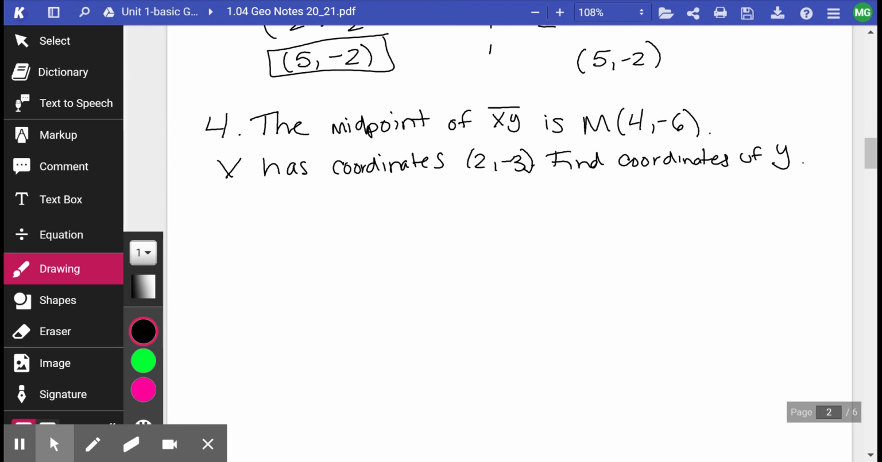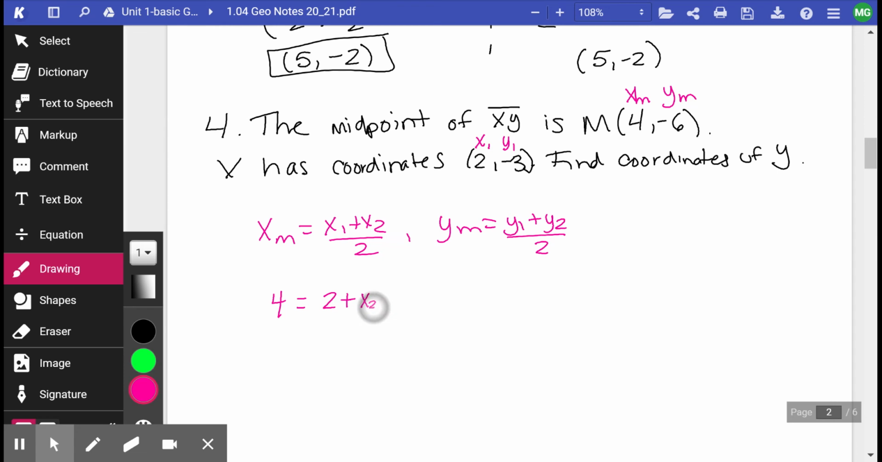So for this one, whenever you're looking for the other endpoint, you want to use that other formula with x sub m equals the average of your x's, and y sub m equals the average of my y coordinates. This time for my midpoint, I'm going to label that as x sub m, y sub m. And then for the endpoints, it doesn't matter if you call this x1, y1, or x2, y2. So now I'm going to substitute in. So x sub m is 4. X sub 1 is 2. I don't know x sub 2. That's my other endpoint.